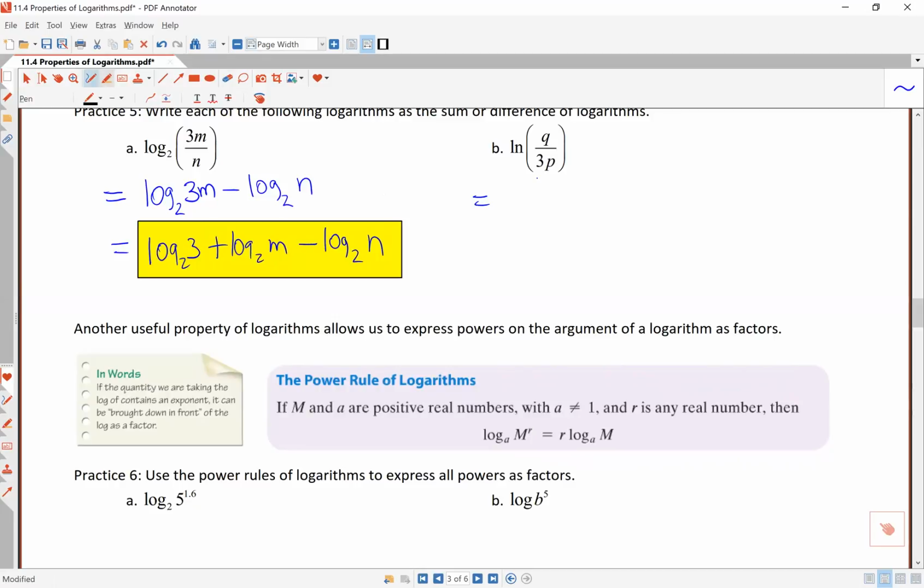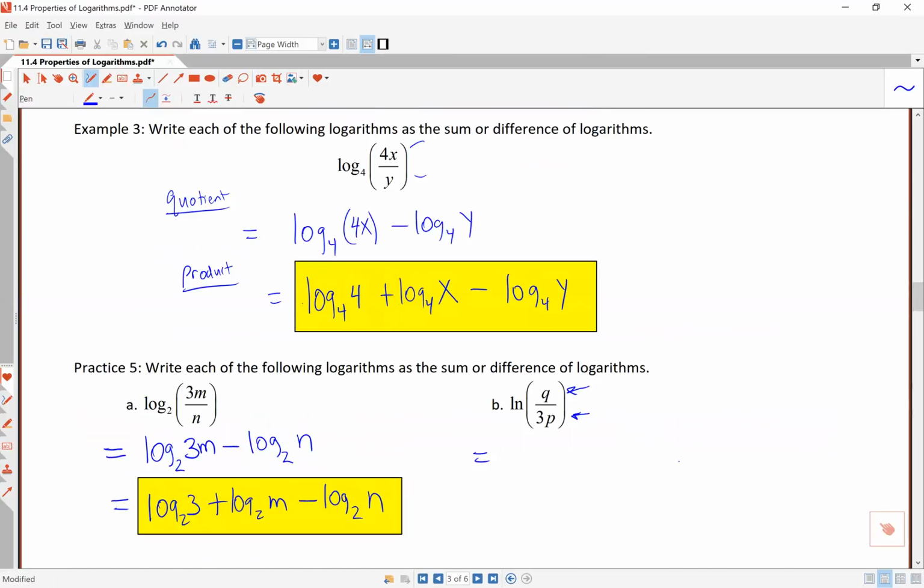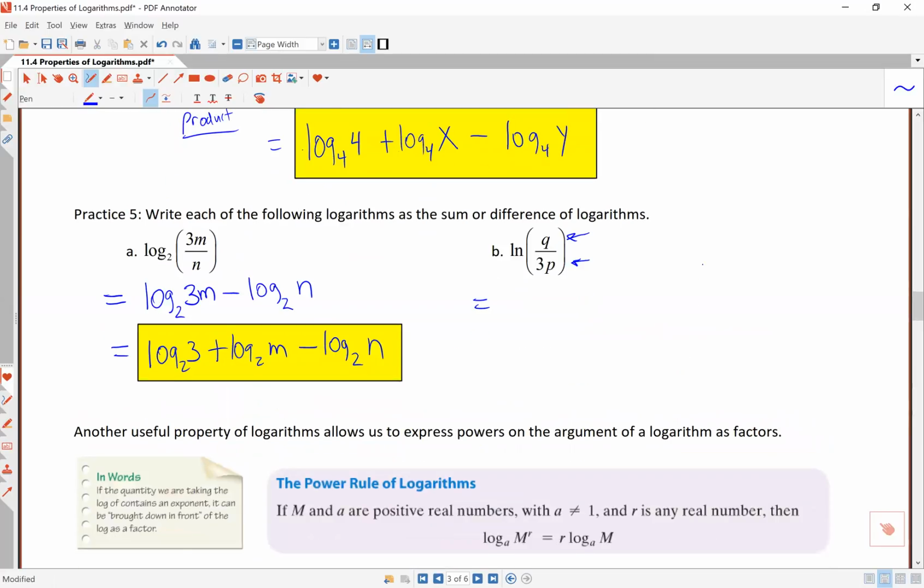Now letter B, we've got the 3p in the denominator and the q in the numerator. And remember from the practice, from example 3, anything that was on the bottom turned out to be a negative exponent, and anything on the top turned out to be a positive exponent in front of the log.